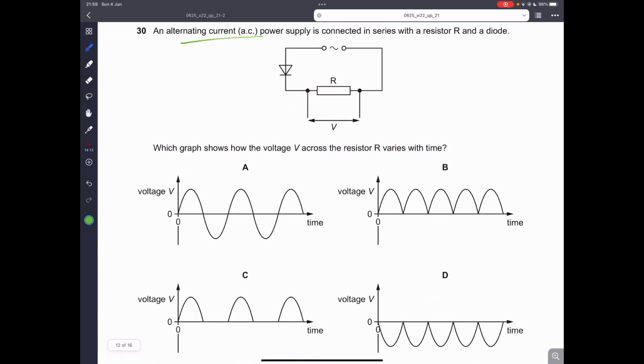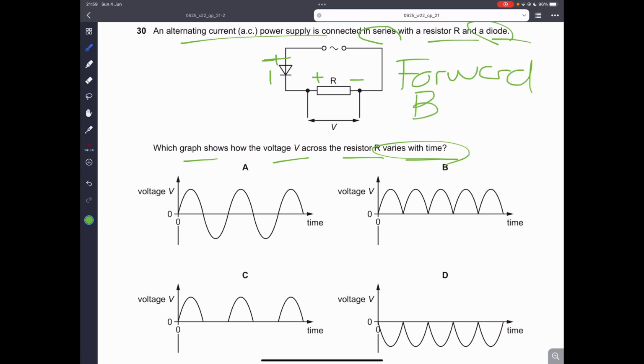30. An alternating current power supply is connected in series with a resistor R and a diode. Which graph shows how the voltage across the resistor R varies with time? Remember, this is positive to negative. It's going to be positive to negative. Okay, so this is what we know as a forward bias. And therefore the AC current is being changed into a DC current or one-way current. We need to find the voltage-time graph for this.